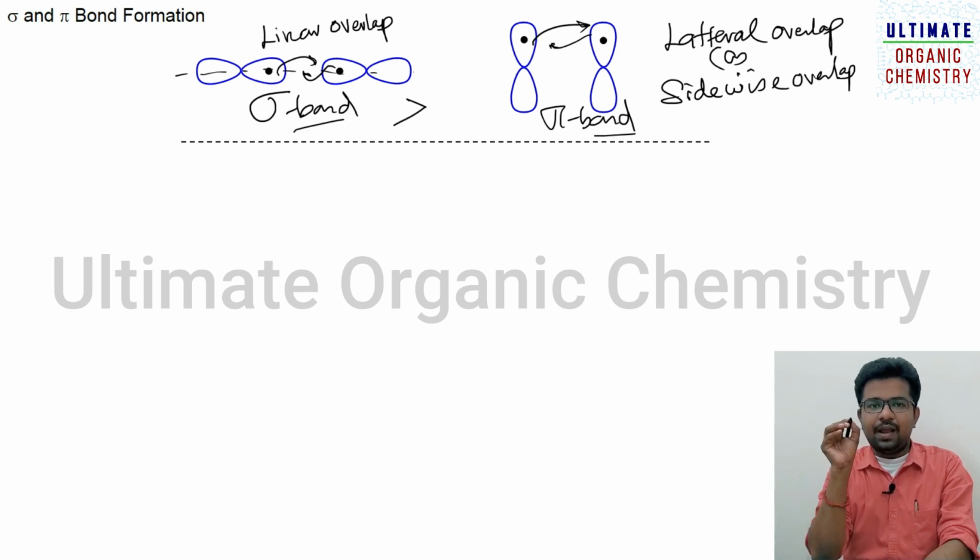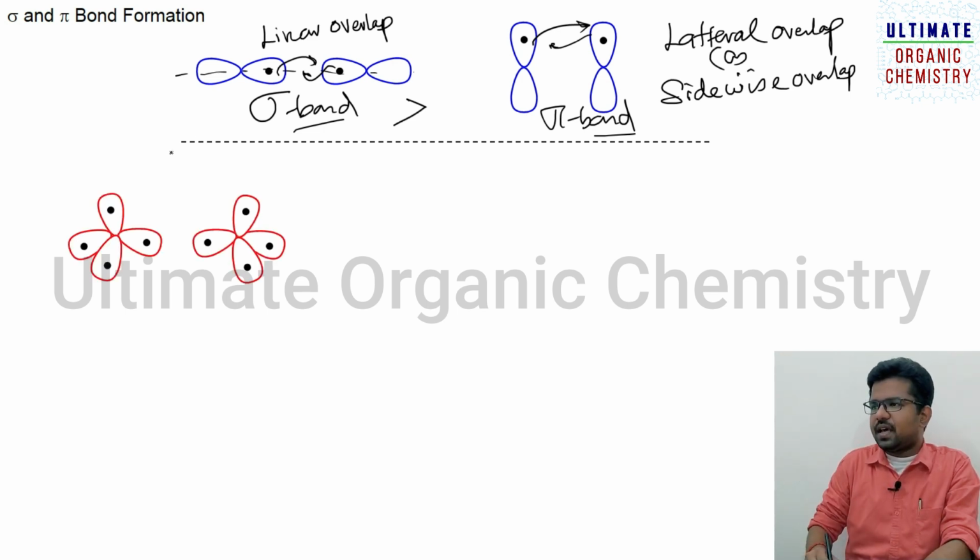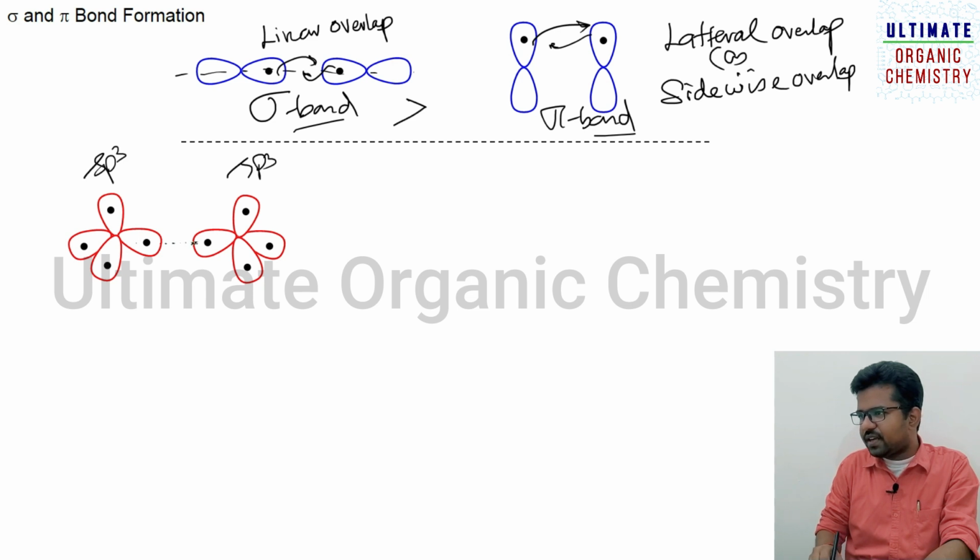Okay, so now I will explain how the bond formation is taking place between alkane, alkene and alkyne. So let us take this orbital, which is considered to be sp3. When they are overlapping here, you can check these two orbitals are approaching in a linear fashion. So they will make a new bond called sigma bond.